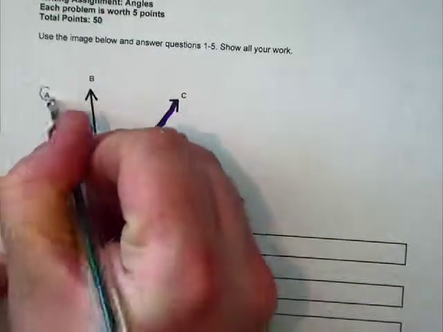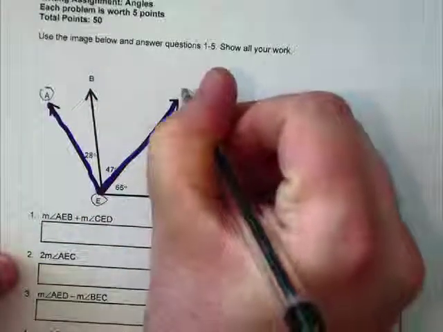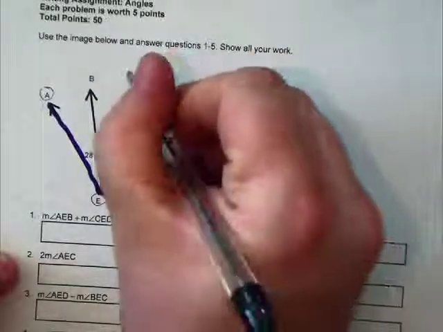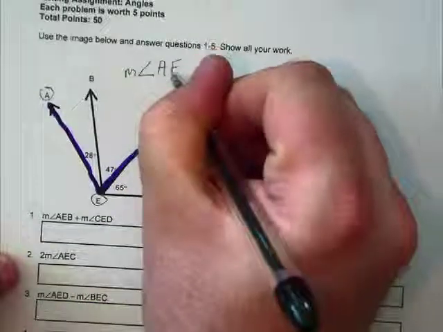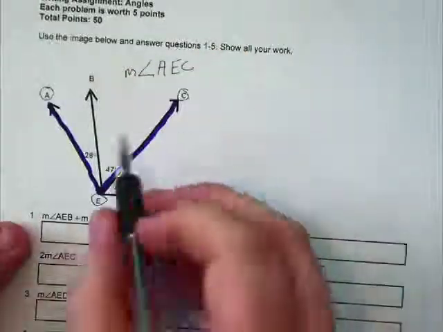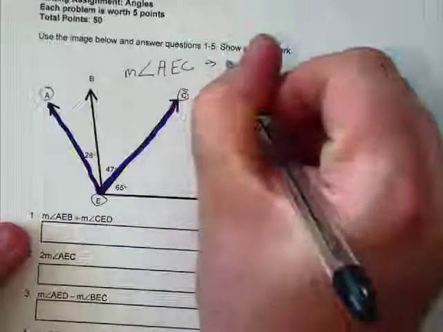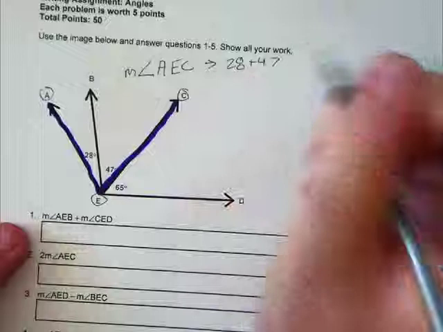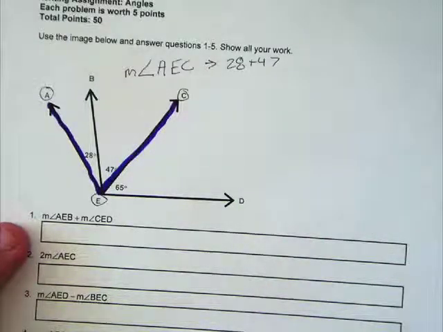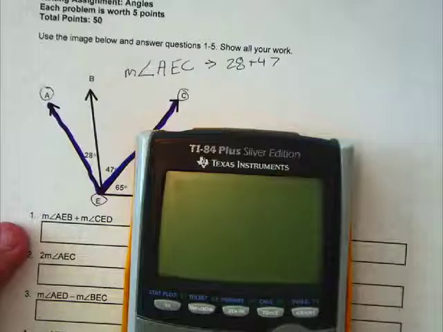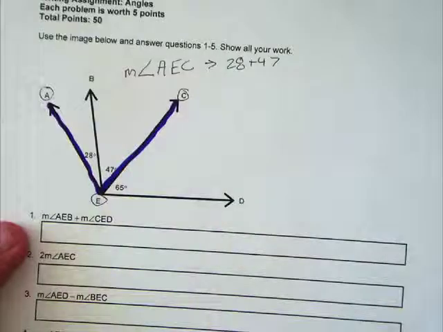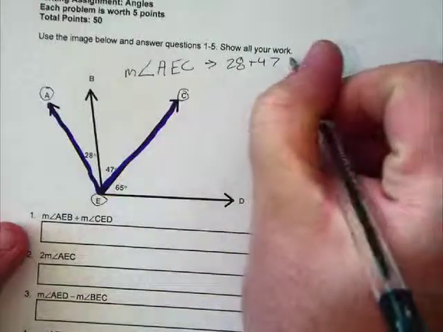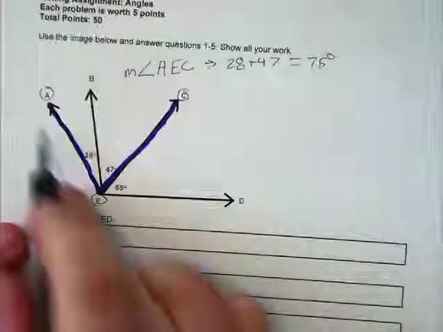Well, I take the letters A, E, C, and I spell out angle. So the measure, that's what the M stands for, measure of angle AEC. So I want to know how big that is. For that, I would say that is 28 plus 47. You're always welcome to use a calculator to make sure you got it right. So 28 degrees plus 47 degrees is 75 degrees. So that measure is 75 degrees. That's just that angle.